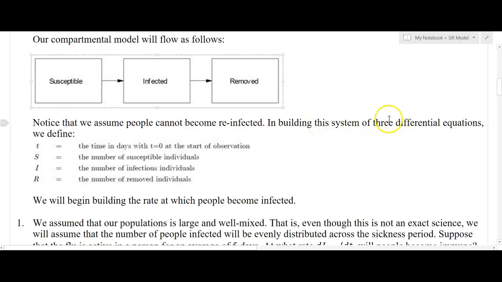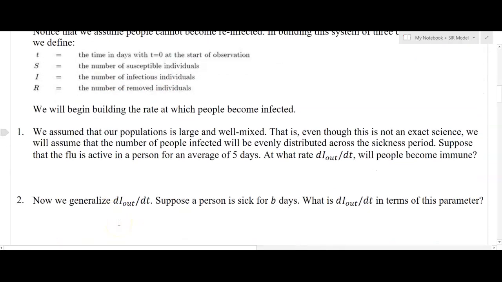In building the system of three differential equations, we define four variables. We have our independent variable, t, which is the time in days, with t equals 0 at the start of observation. Days just make sense for things that evolve rapidly, like flus and communicable diseases. For things like HIV, days may not make a big difference. It may be a matter of months or years. S, I, and R represent the number of susceptible, infectious, and removed individuals. We're going to begin building the rate at which people become infected. So we assumed that our population is large and well mixed.